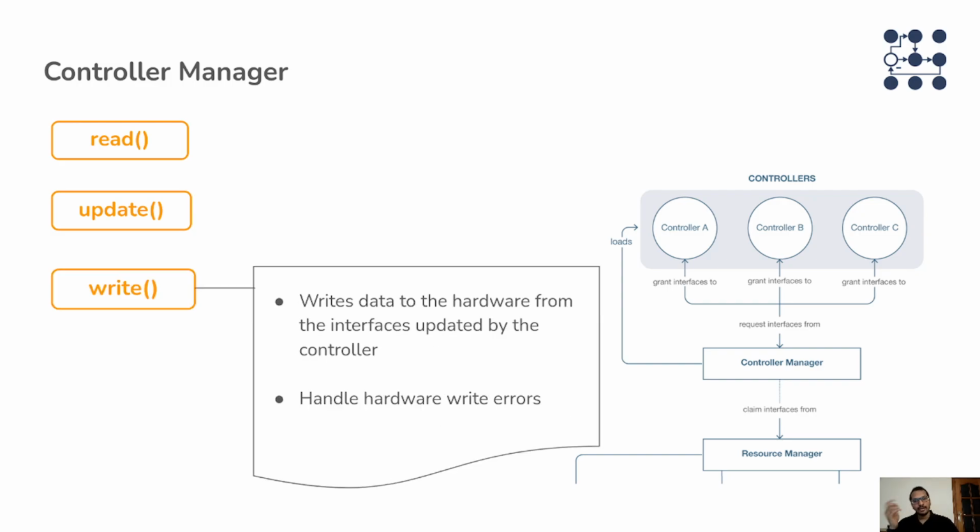And write is basically once your controllers have done their update cycle, so they come up with the commands that you would like to communicate with the hardware, and this is where it happens. And here also the hardware write errors are handled.